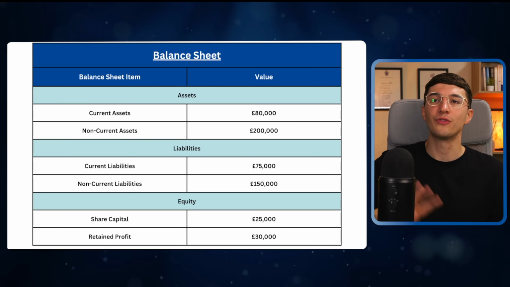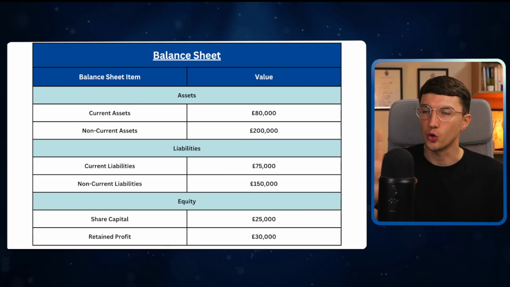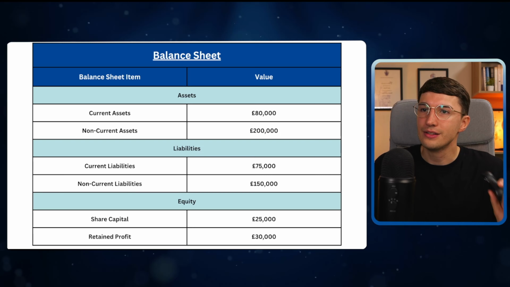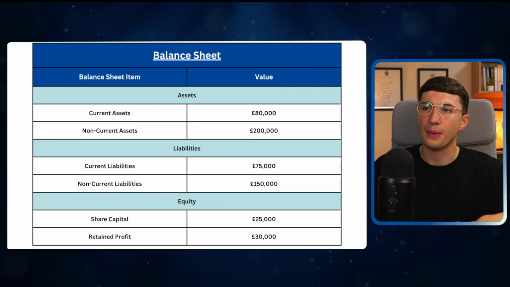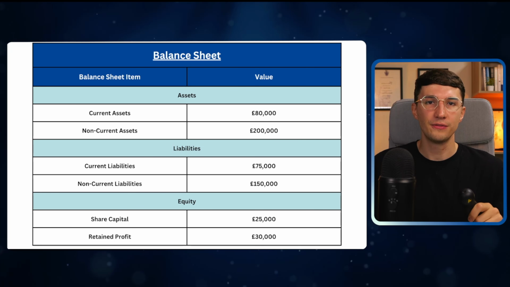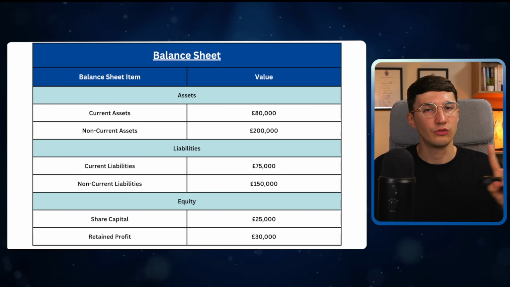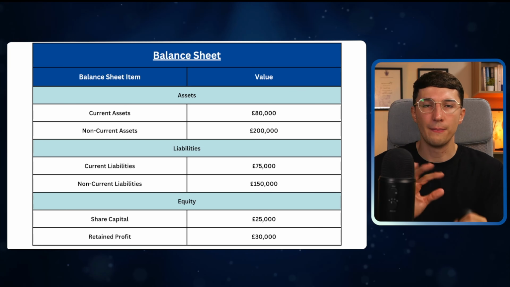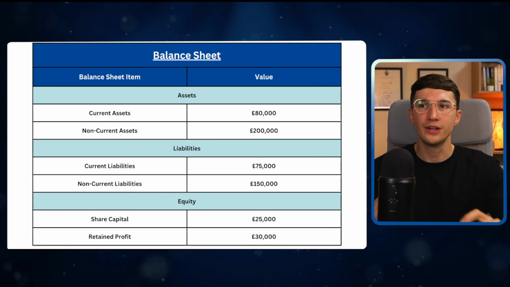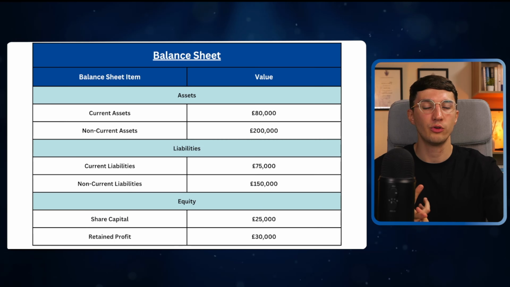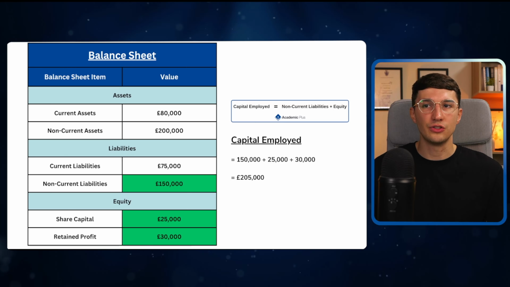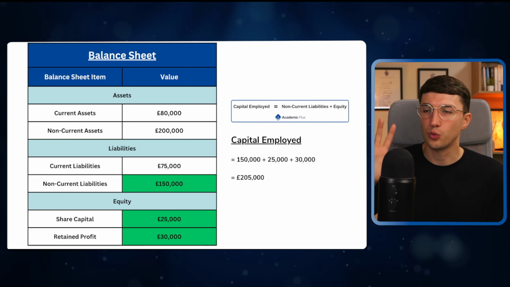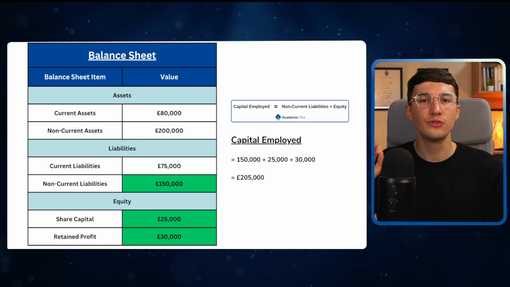On the screen here, we have our balance sheet. For your assets, your current assets are £80,000 and non-current assets are £200,000. For your liabilities, we've got current liabilities of £75,000 and non-current liabilities of £150,000. And for your equity, we've got two items, remember: share capital of 25k and retained profit of 30k. Now remember, our formula for capital employed is your non-current liabilities plus your equity. So it's a really simple calculation. You take your non-current liabilities of 150,000 plus your equity of 25,000 plus 30,000.